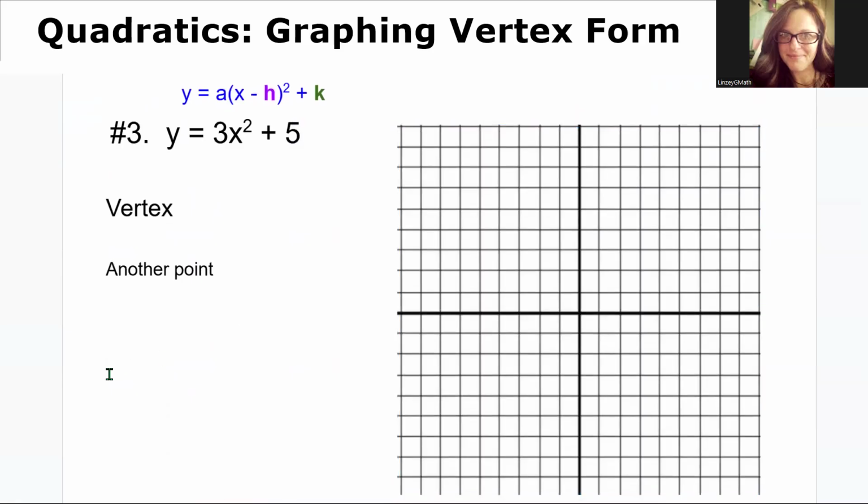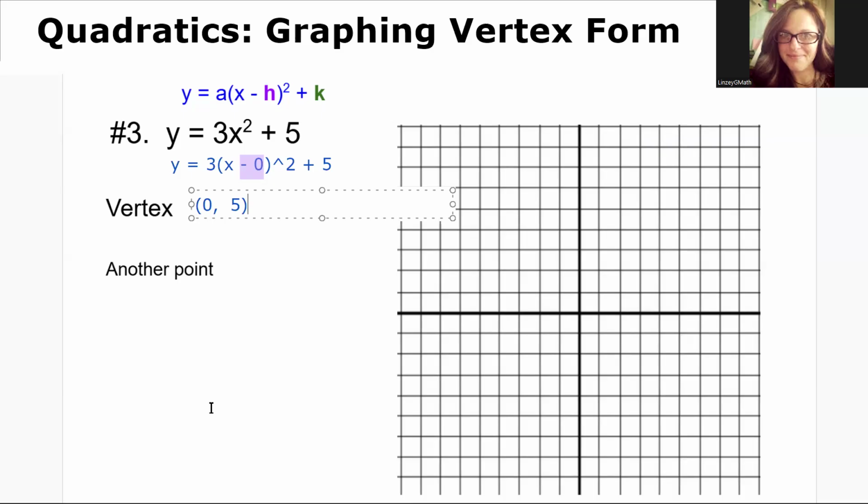Last example. This quadratic is in vertex form. I could write the vertex form so that it is more clear for you. And there we go. We can see that our h is 0. There's nothing inside the parentheses with x squared. So our h, the x coordinate of the vertex, is 0. And then k is 5.